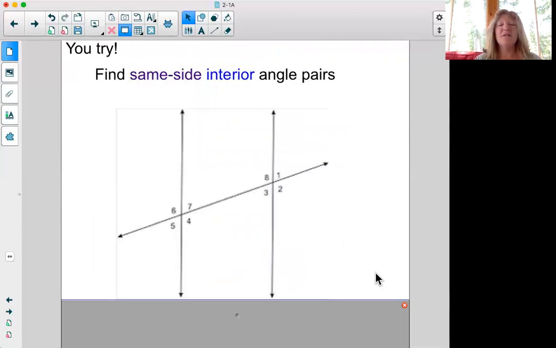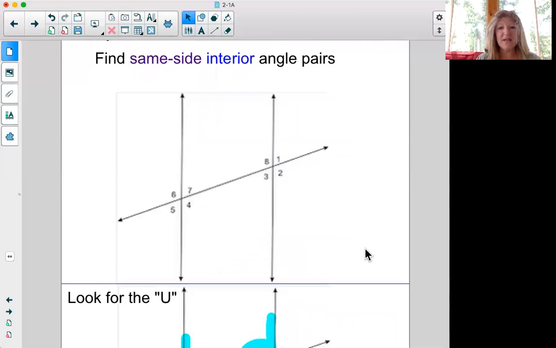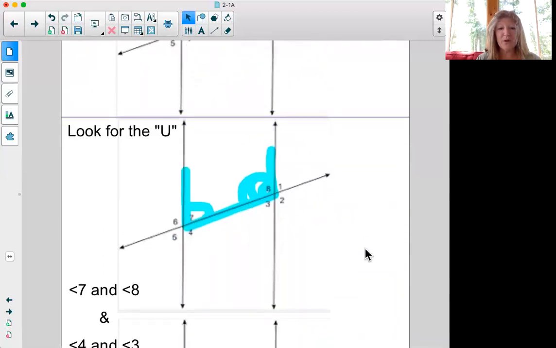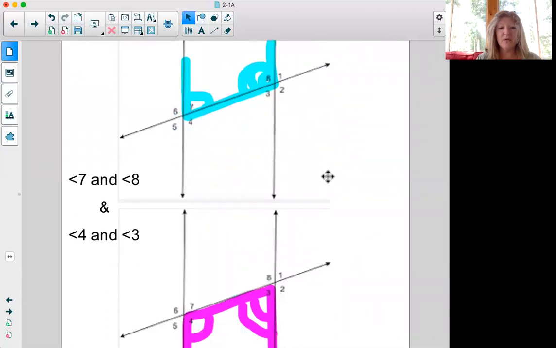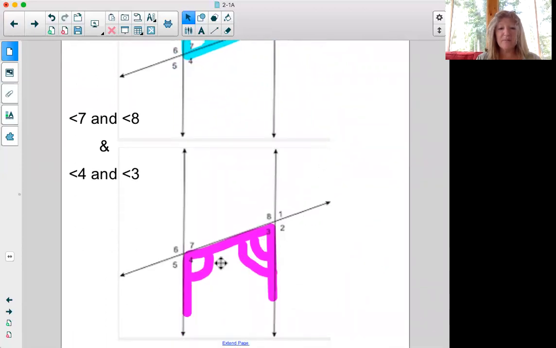Pause. On your own paper, write down same side interior angles and then press play for this solution. Same side interior angles, we're looking for the U. So it could either be angles 7 and 8 or angles 4 and 3.